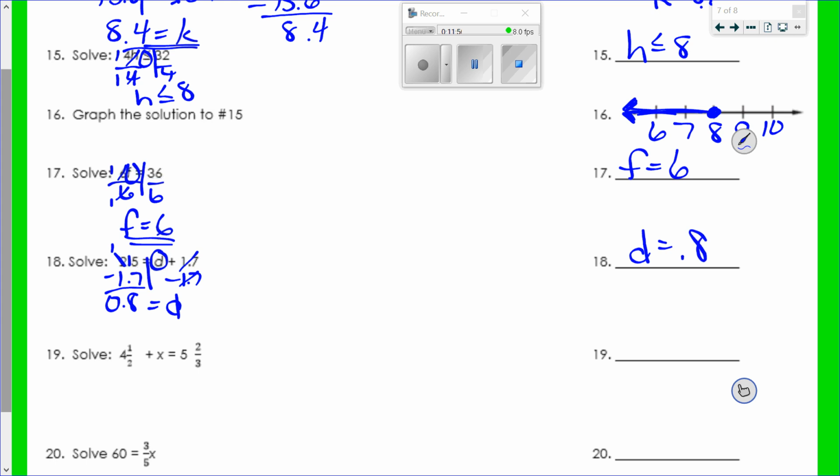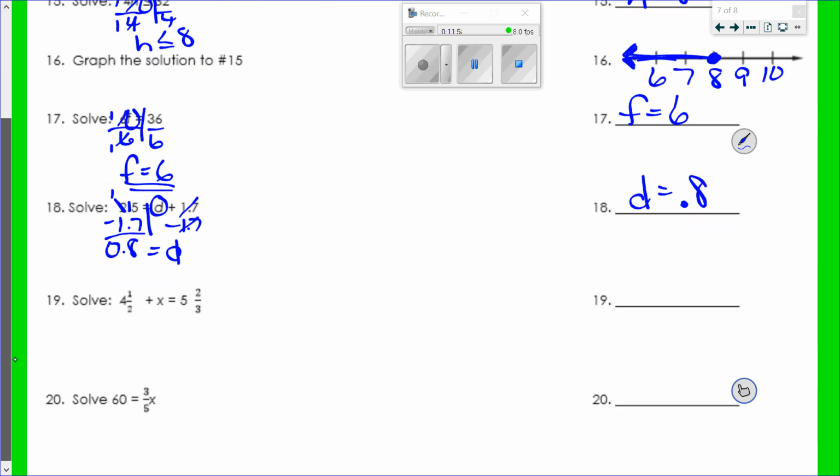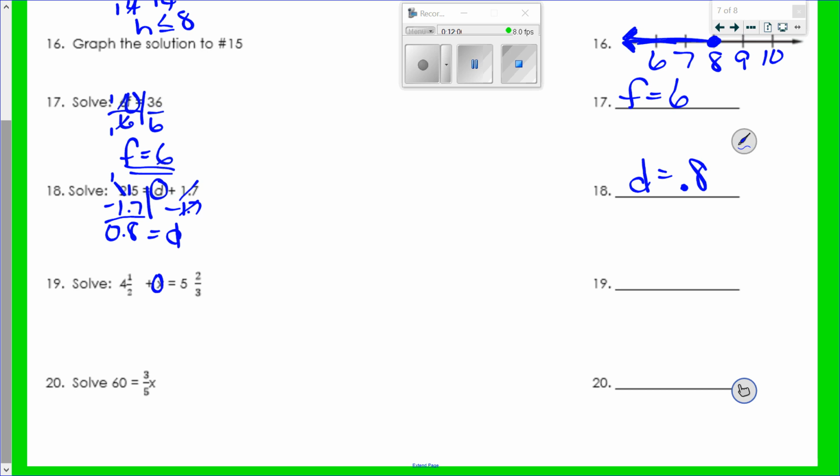Do I need that 0 if I'm just rewriting it? No. Are you going to be kind of wrong if you do? No. That's one of those few that will give you a break on.